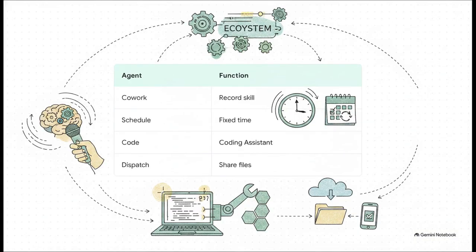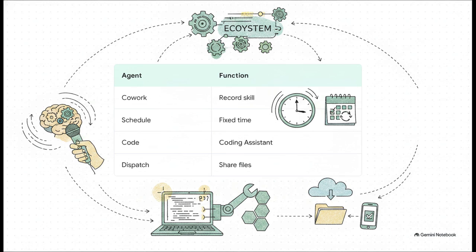Let's break down exactly how this ecosystem ticks, because this is where you get massive leverage. Claude splits up into these amazing interlocking agents. First, you have the Cowork agent, which allows you to actually record a specific skill or workflow so the AI can perfectly replicate it later.